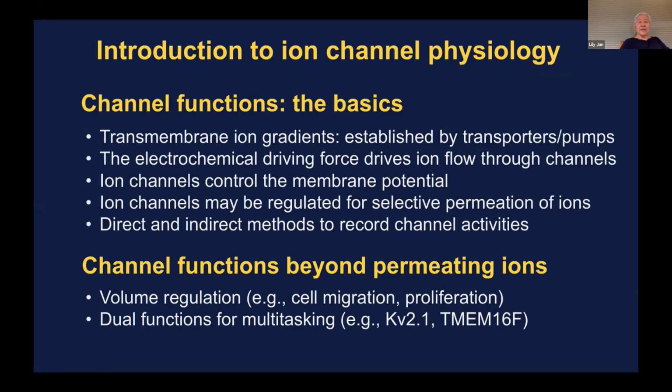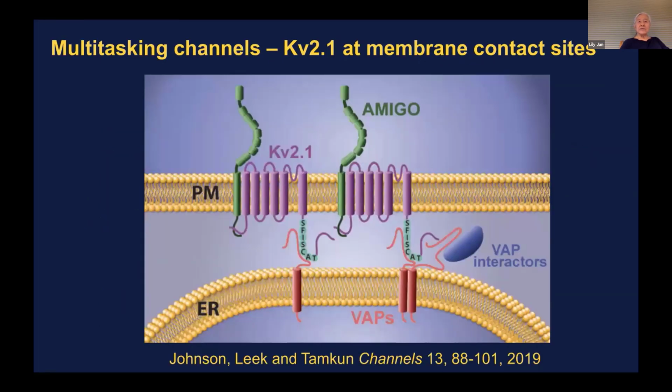So now getting to the last point, about multitasking channels. The first example I will use is a voltage-gated potassium channel, Kv2.1. It is found at the contact site between the plasma membrane and the endoplasmic reticulum. It can bind to VAP, that's VAMP-associated protein.